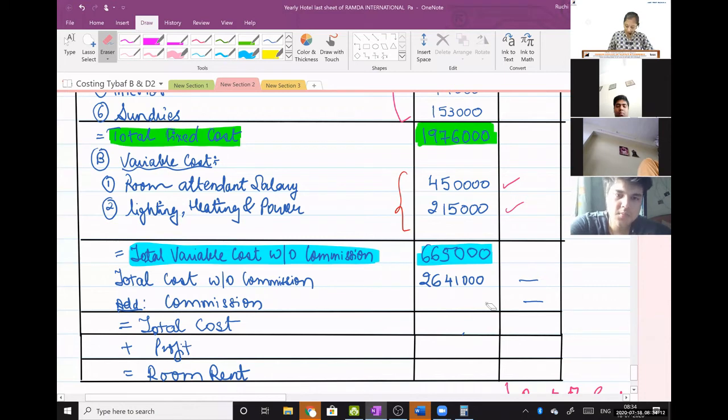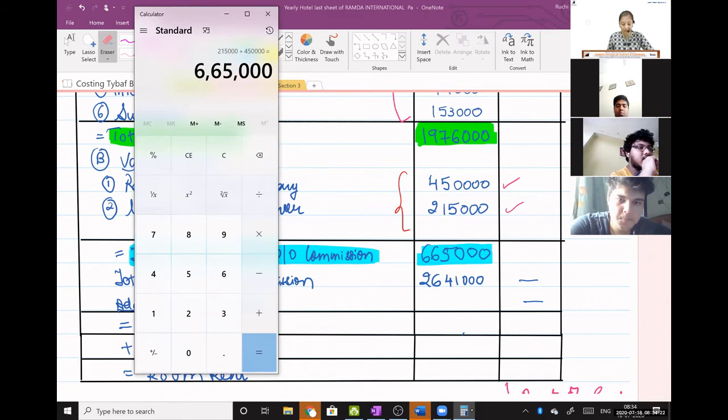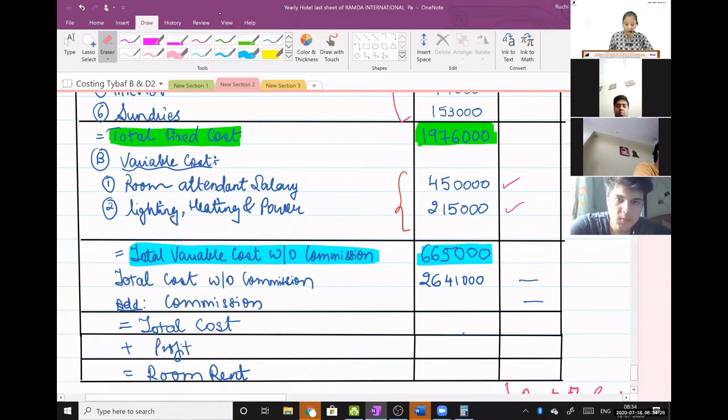So variable cost is how much? 2,15,000 plus 4,50,000 makes 6,65,000. So that's my total variable cost without commission. Why? Because I cannot calculate the commission right now, since it's on revenue, and I don't know the revenue either. So there are two things which are missing.